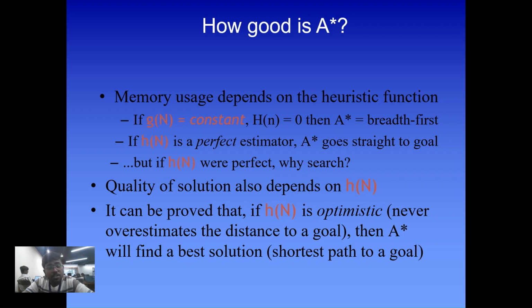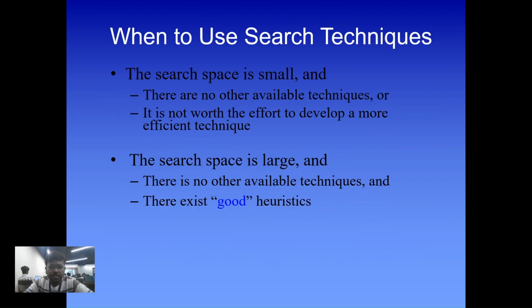Quality of the solution also depends upon the h of n function. It can be proved that if h of n is optimistic, meaning it never overestimates the distance to a goal, then A star will find the best solution, which is the shortest path. Where should we use the search techniques?